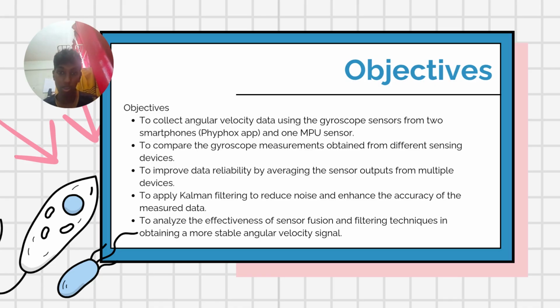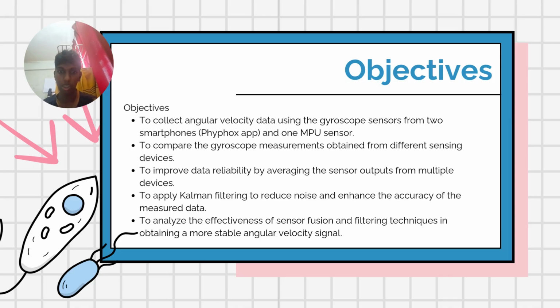Fourth, advanced noise reduction. This is where the core engineering comes in. We apply the Kalman filtering algorithm to aggressively minimize the high frequency noise and drastically enhance the structural accuracy of the measurement data. Finally, performance analysis. Our main objective is to critically analyze the overall efficiency of combining sensor fusion and filtering techniques. We want to quantify exactly how much closer we come to achieving a perfectly stable, reliable angular velocity signal.